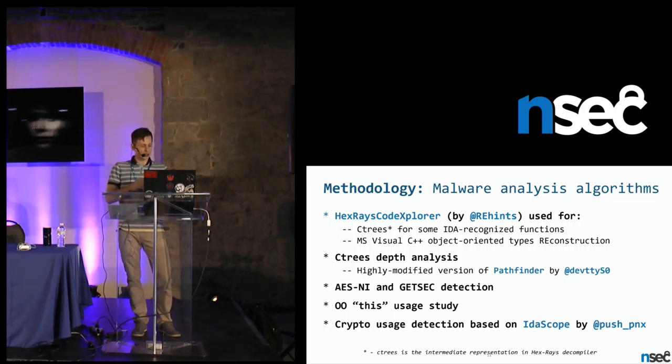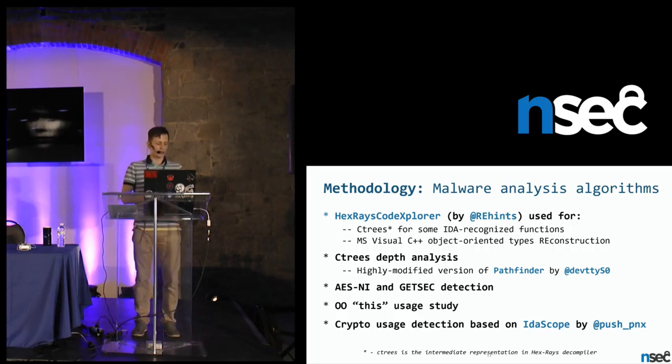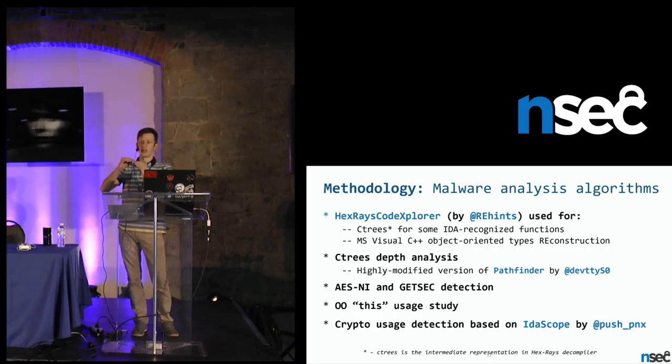When dumping ctrees from the IDB file, so an IDB file is basically, I'm pretty sure everyone knows, the file where IDA Pro stores all the results of the disassembly. So I will be frequently using this acronym IDB file to refer to the results of the disassembly. So we were computing a ctree depth, like how far this function is from the entry point in the call hierarchy.